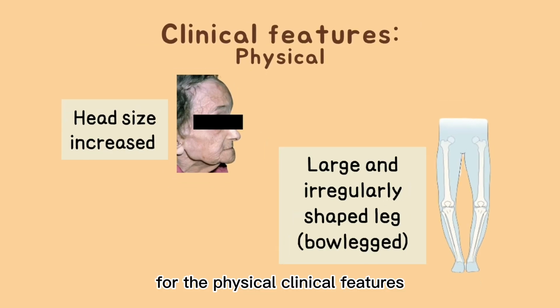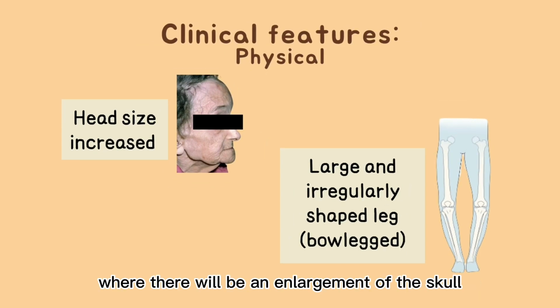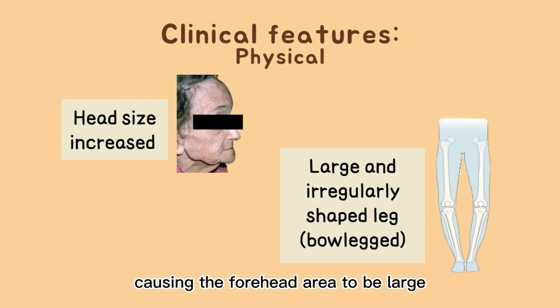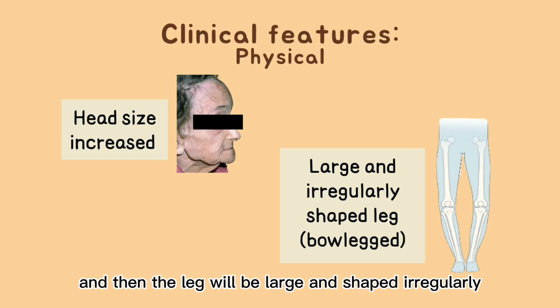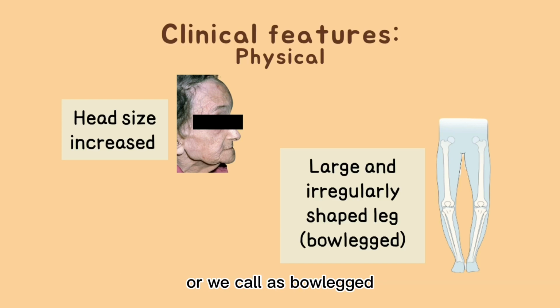For the physical clinical features, the head size will increase, where there will be an enlargement of the skull, causing the forehead area to be large. And then the leg will be enlarged and irregularly shaped, which we call bow leg.